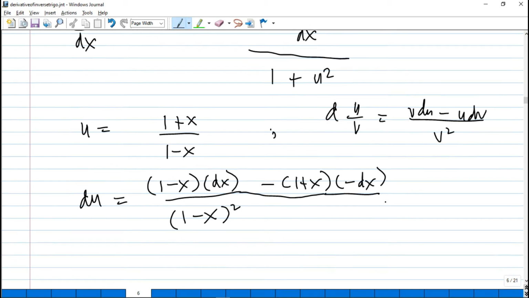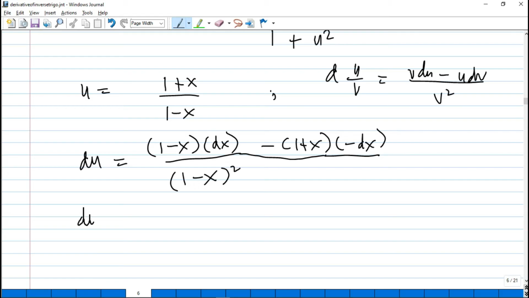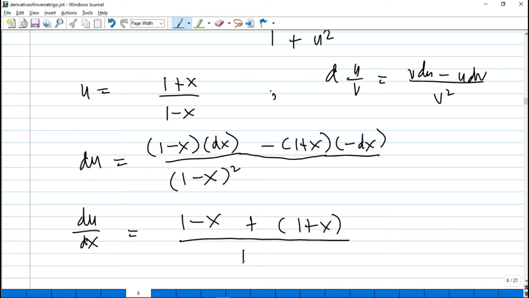Okay, just simplify this. So we divide both sides by dx. So du over dx is equal to 1 minus x. Okay, so this is negative times negative, positive now. So this is plus 1 plus x all over 1 minus x quantity squared. So this is 1 minus x plus 1 plus x. Okay, so this is 2 all over 1 minus x quantity squared. So the x here cancels: negative x plus x is 0. Okay, so this is our du over dx.